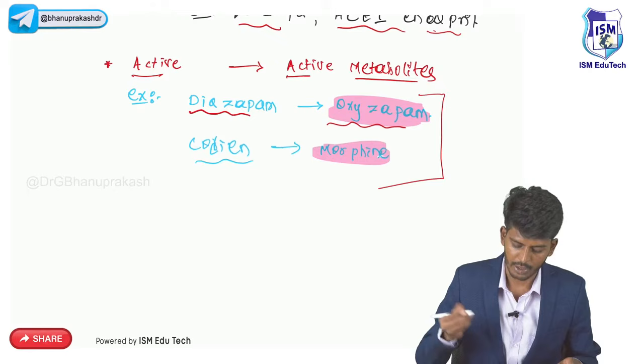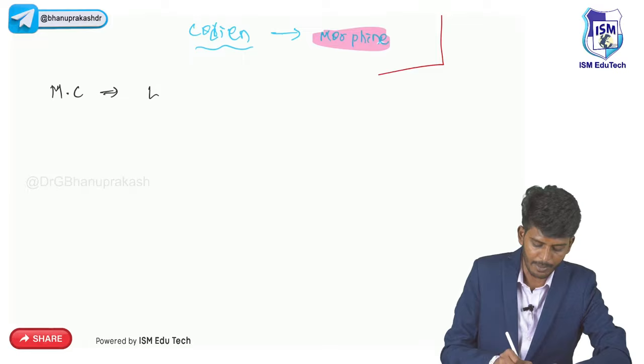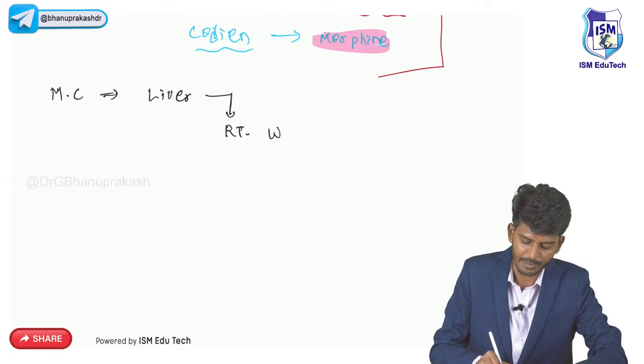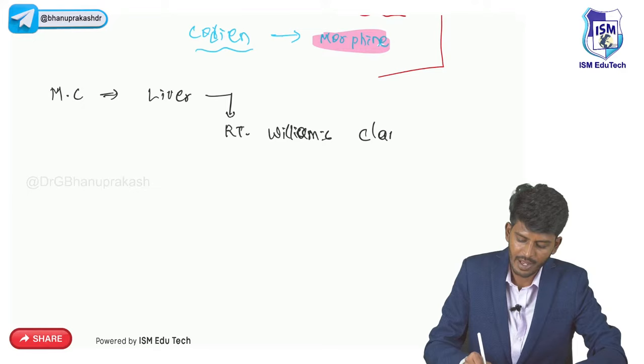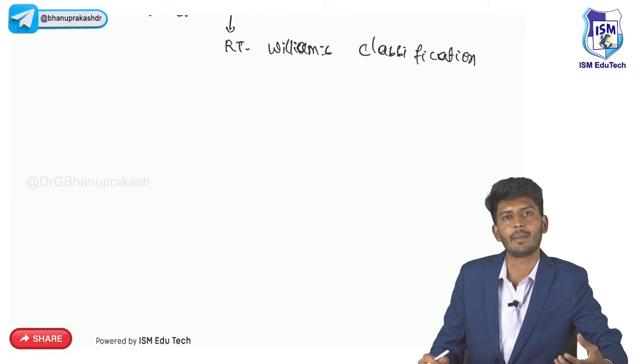Okay. Now, once you understood about metabolism, the most common site of metabolism is the liver. So in the liver, what exactly happens is that there is something called the RT Williams classification of the reaction. RT Williams classification of the liver reaction. So when the liver metabolizes the drug, that metabolism is classified with the help of RT Williams classification.